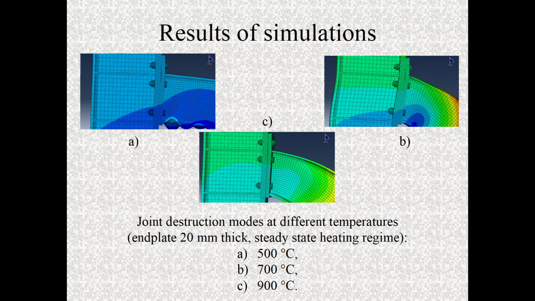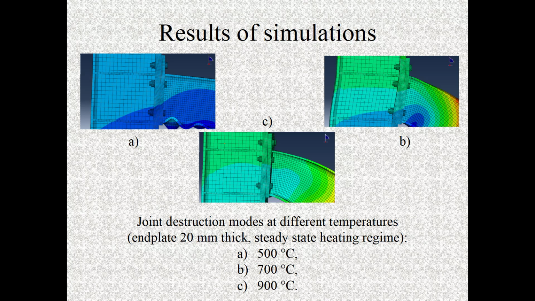The results of steady-state heating regime simulation for the joint fitted with 20 mm thick end plate are depicted here. These seem to indicate that when the joint is heated to the relatively low temperature of 400 to 600 degrees centigrade, the local loss of stability in the bottom flange of the beam is a critical factor, while at higher temperatures of 700 to 800 degrees centigrade, the destruction is initiated by the shearing deformation of the column and compounded by plastic deformation of the beam.